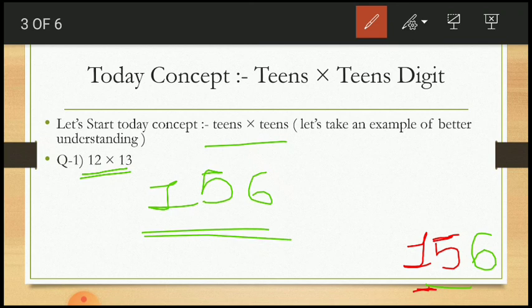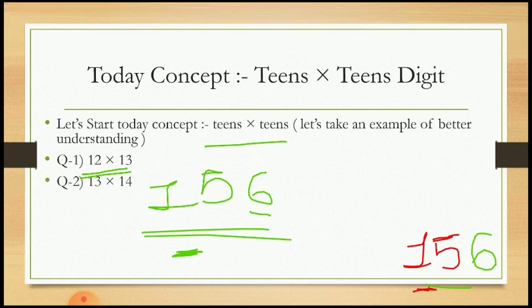First you have to add this 12 to the next unit place, meaning 12 plus 3, and your answer comes 15. In the downside you have to multiply this 2 into the next unit place, unit place to unit place. When you multiply unit place to unit place, the answer comes 6. Now you combine the digits, and 156 is your right answer.